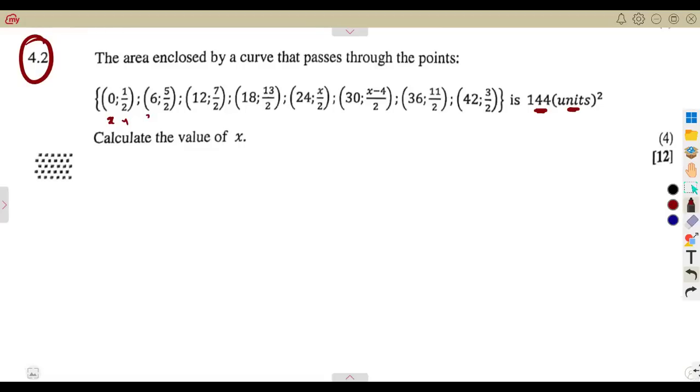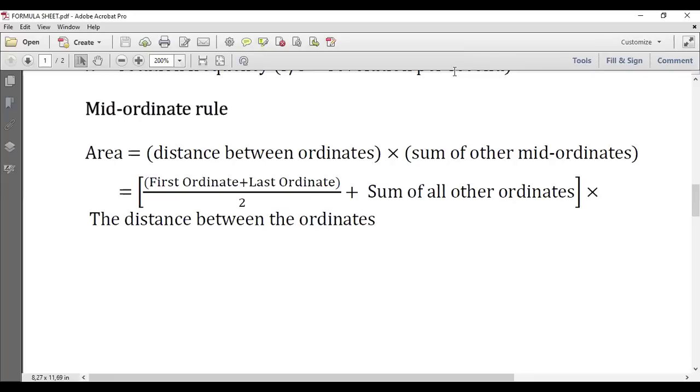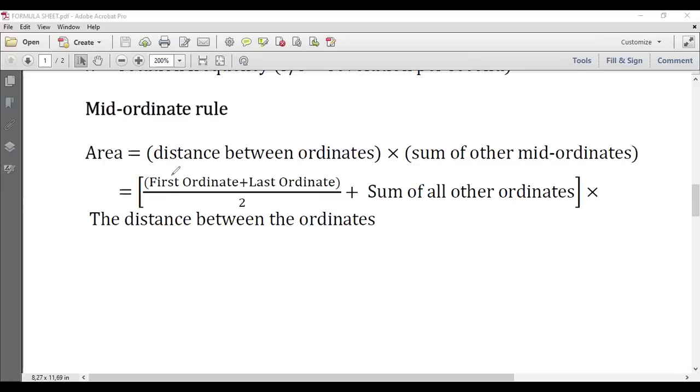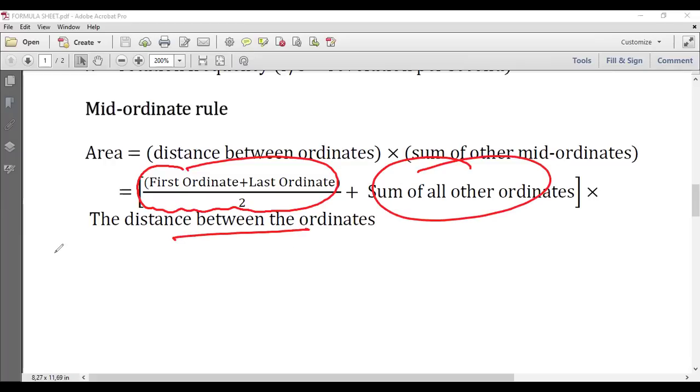Okay, let's get back to our formula sheet here. So we do understand that the area is taken from this formula, which we can take as the first ordinate plus last ordinate over 2 plus the sum of other ordinates, times the distance between. All right.